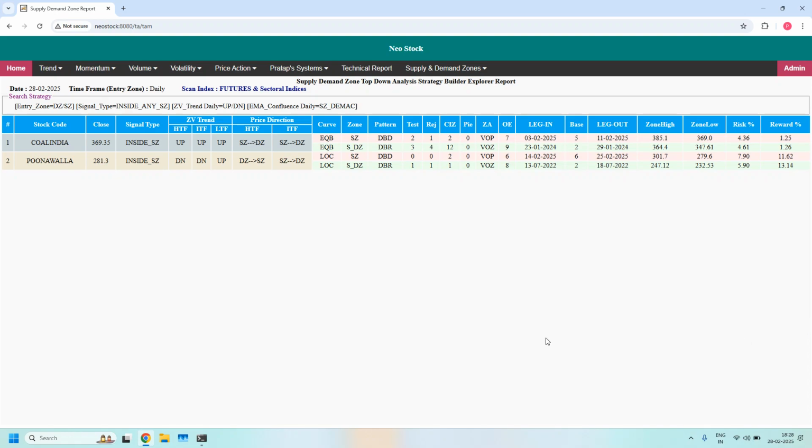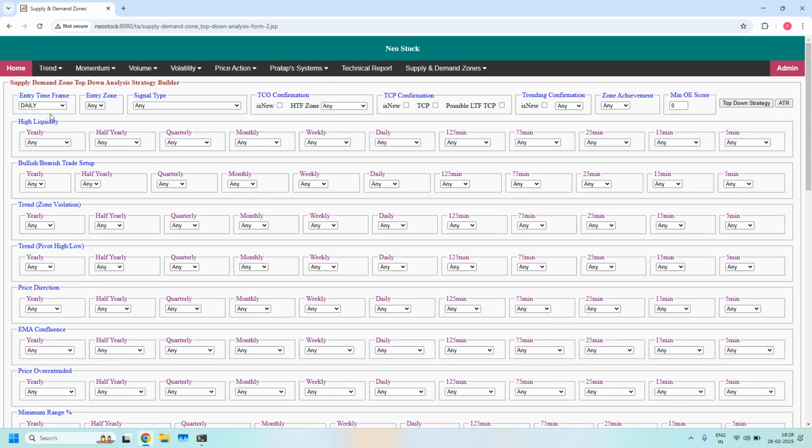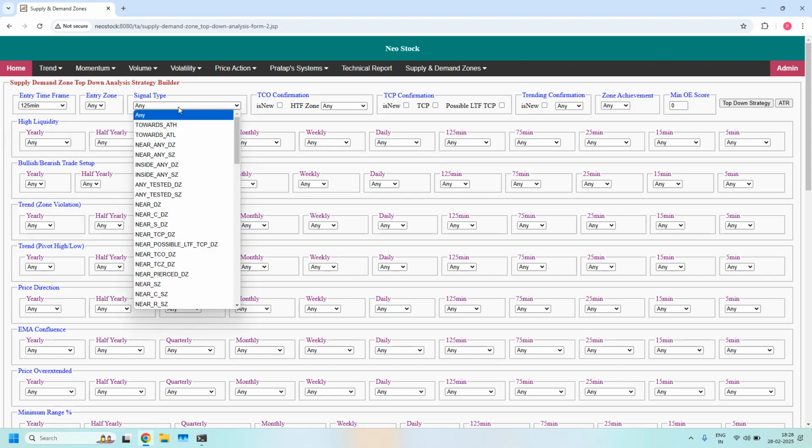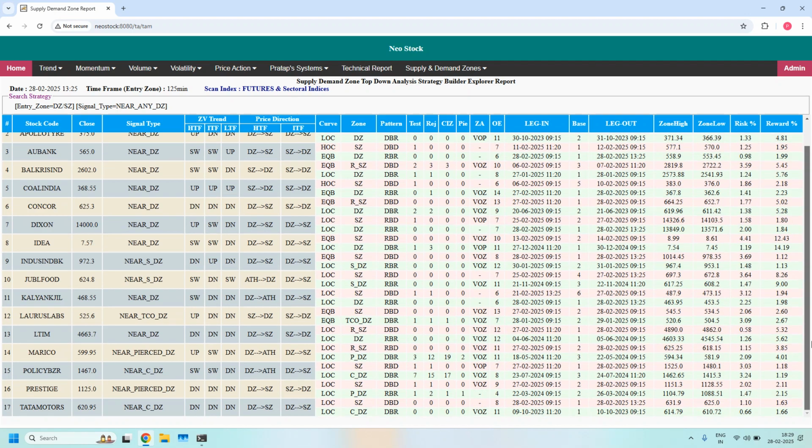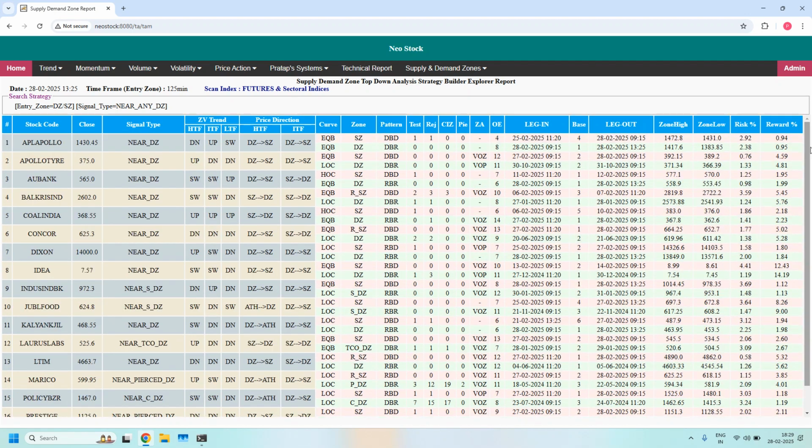The next time frame is 125 minutes. Stocks near 125 minutes demand zone. We got 17 stocks, first 15 stocks in the list.